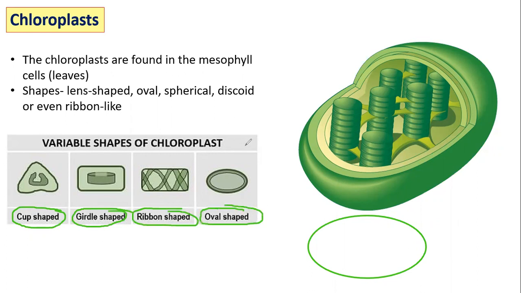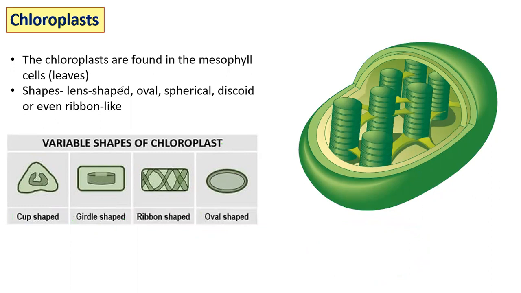Since we are studying plant physiology, we'll have a detailed study of this oval shaped chloroplast, the plant chloroplast. You have to study where these chloroplasts are found. Inside the leaf, that you know, but in which part of the leaf will you find the chloroplast? Just study right now: chloroplast is found in the mesophyll cells inside the leaf.